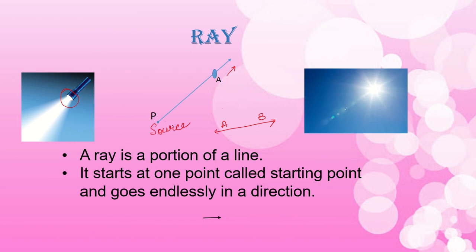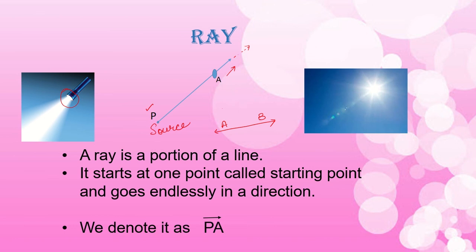It starts at one point. It has a source, means it has one fixed point called the starting point, and goes endlessly in one direction. As I don't know where the line ends, it does not have a definite length. I cannot measure the length of this ray.